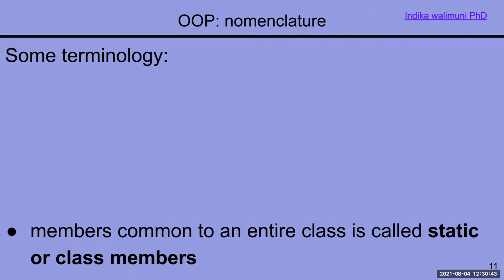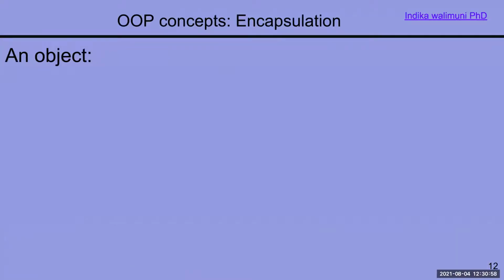On the other hand, there could be members that are common to all the population of the objects, basically for the entire class. Okay, all right, so let's learn some concepts in object-oriented programming. First one is encapsulation.